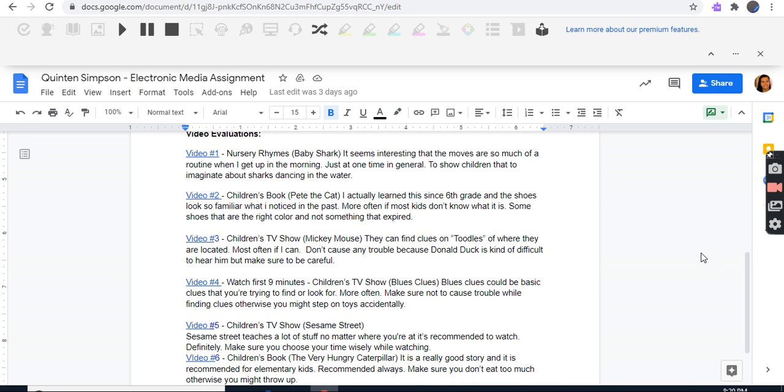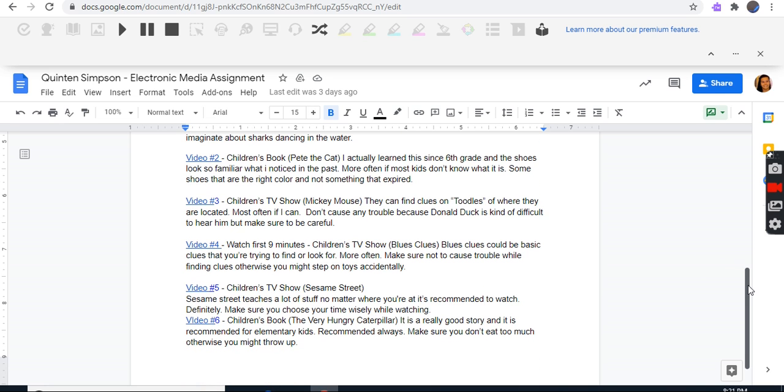Video evaluations. Video 1, nursery rhymes, Baby Shark. It seems interesting that the moves are so much of a routine, showing children how to imagine sharks dancing in the water. Video 2, children's book, Pete the Cat. I actually learned this since 6th grade, and the shoes look so familiar. Most kids might not know what some of the shoe colors are.